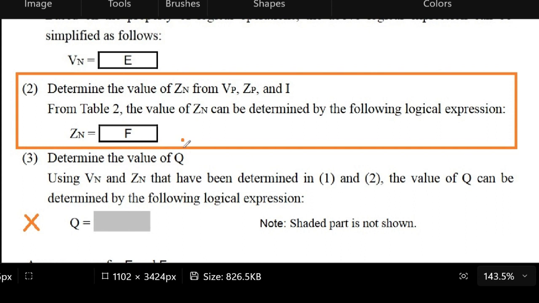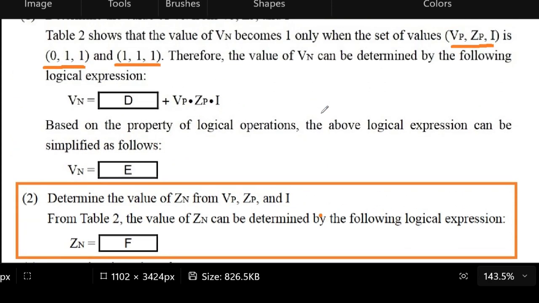The way to answer this is to remember that Vp, Zp, and I, their values are given in the description above this sub-question. If you look at the portion here, it says that the values of Vp, Zp, and I is 0, 1, 1, and 1, 1, 1. Given these, we need to determine the value of Cn.